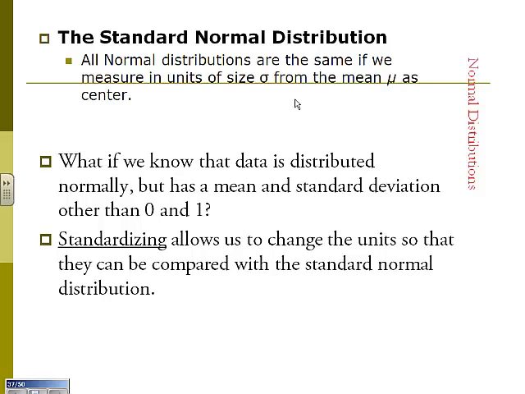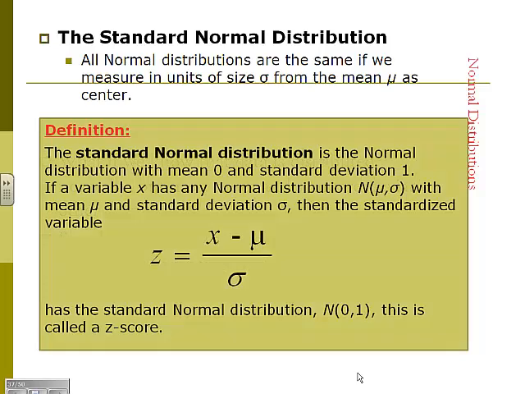All right, so all normal distributions are the same if we measure the units in size sigma from the mean as the center. So we get to a standard normal distribution if we use a mean of 0 and a standard deviation of 1. So when I say the standard normal curve, I'm talking about a mean of 0 and a standard deviation of 1. And standardizing allows us to change the units so that we can compare them. So here's the standard normal distribution. It's the normal distribution with a mean of 0 and a standard deviation of 1. We write it with the normal symbol.